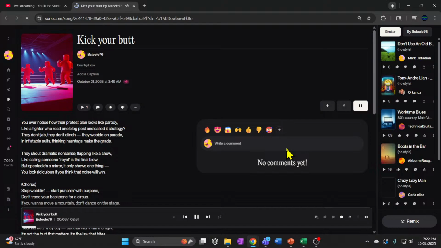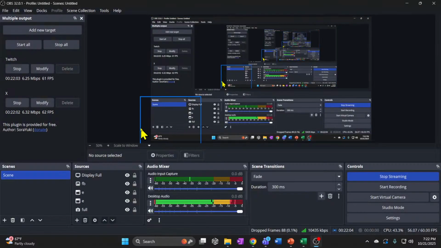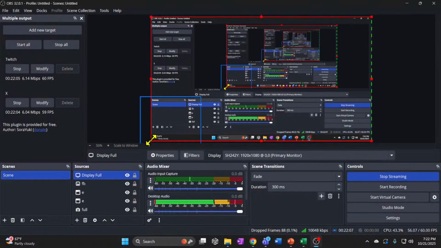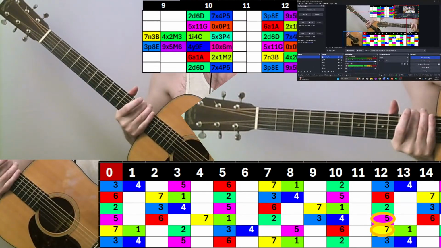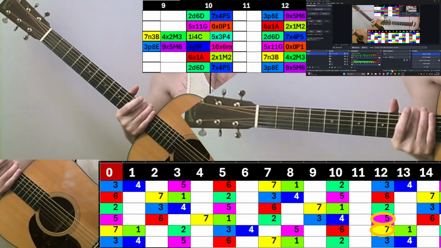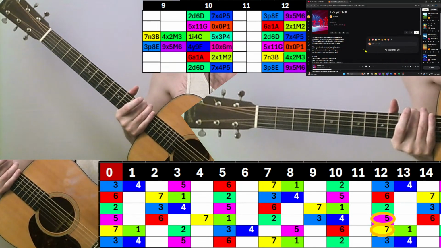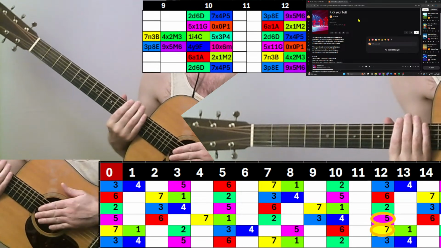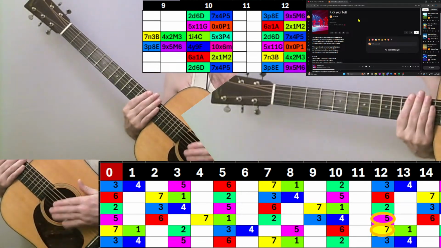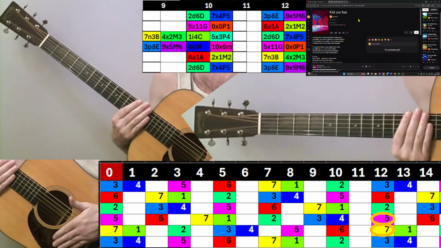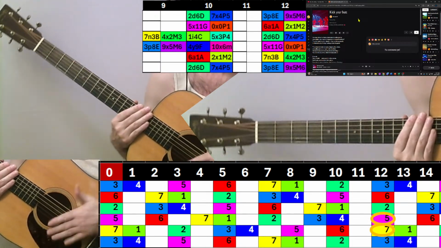You ever notice how the protest plan looks like parody? Like a fighter who read one blog post and called it strategy. They don't jab, they don't clinch, they wobble on parade in inflatable suits, thinking hashtags make the grade. They shout dramatic nonsense, flapping like a show, like calling someone royal is the final blow. The spectacle's a mirror, it only shows one thing. You look ridiculous if you think that noise will win.